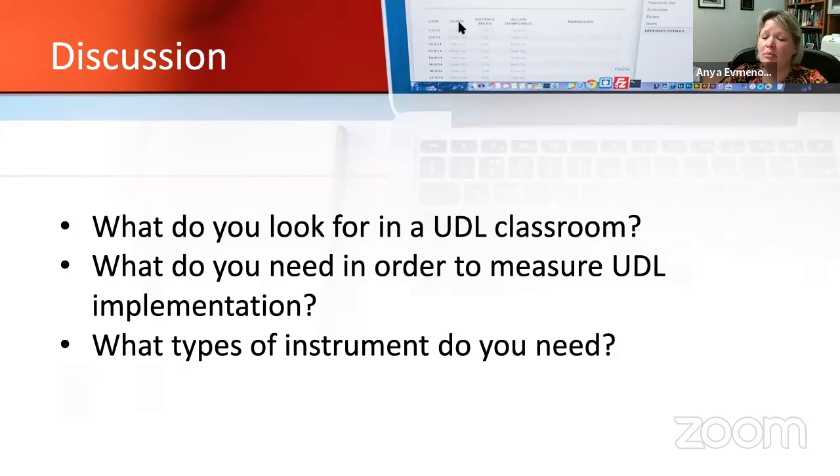We don't have time to talk about it today, but we have looked at it from that other perspective, not just UDL implementation, but also what does it mean to be an expert learner and how can we measure those outcomes, not content-specific outcomes, but really becoming those expert learners. So hopefully we will be sharing this work in the future.